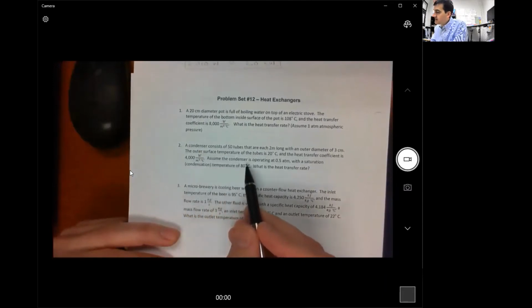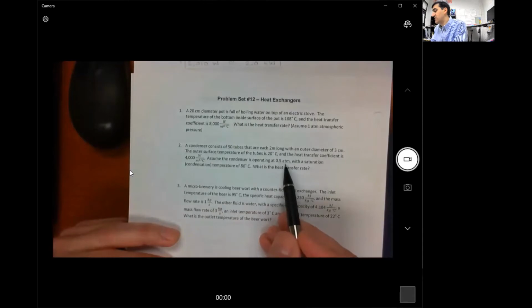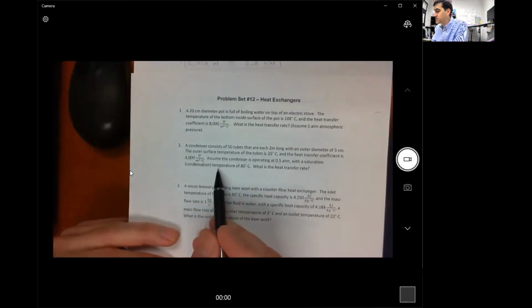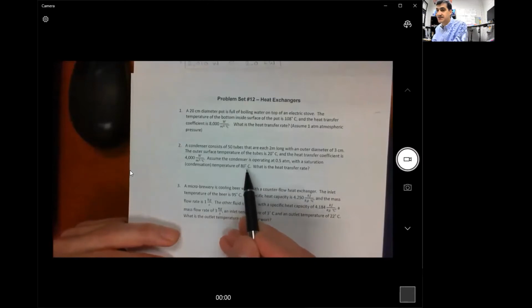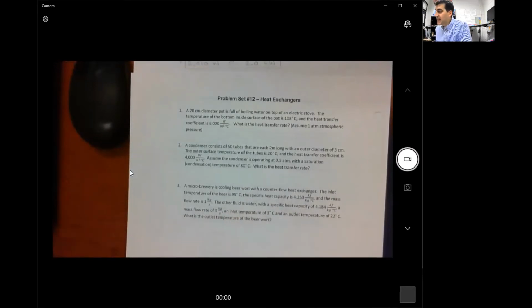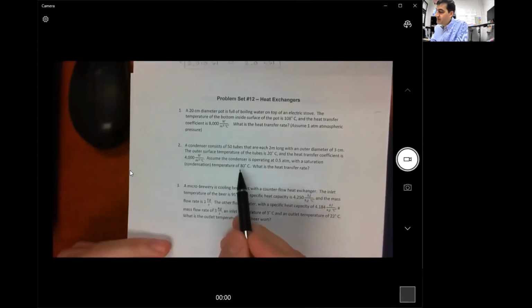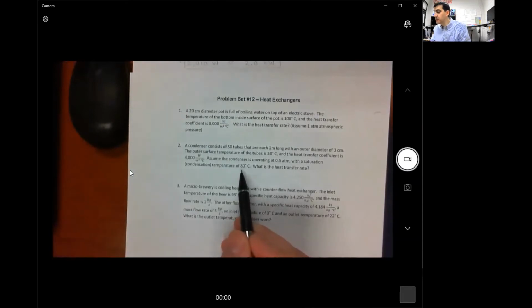We assume the condenser is operating at half of an atmosphere of pressure, and therefore it has a saturation temperature of 80 degrees Celsius. Remember, this is why we like to operate the condenser at a vacuum, because it decreases the temperature in the vacuum. So that increases the potential efficiency of the system. So anyway, that's why we have a saturation temperature that is below what we normally assume is the boiling temperature.